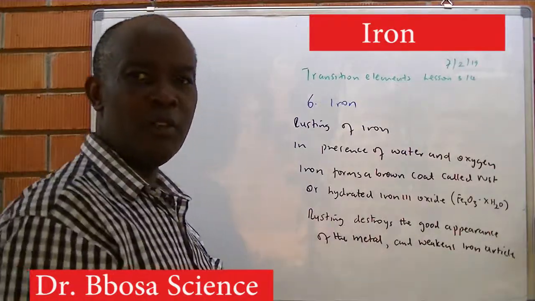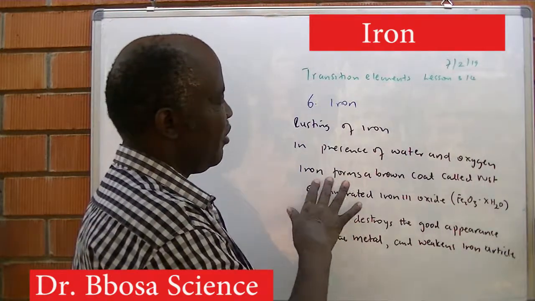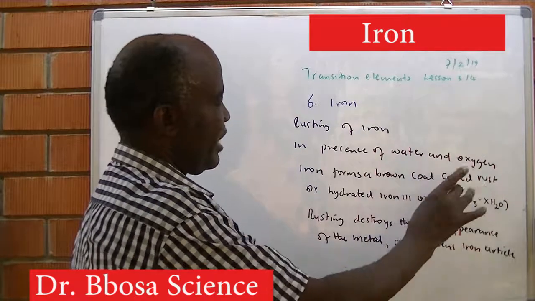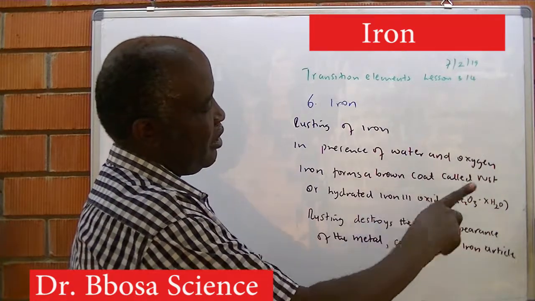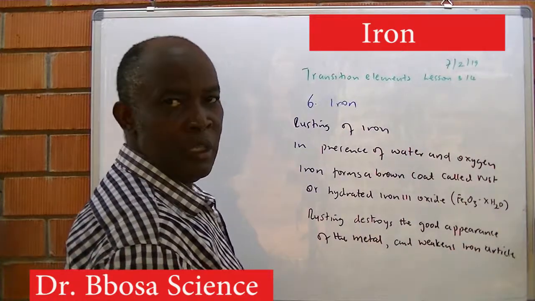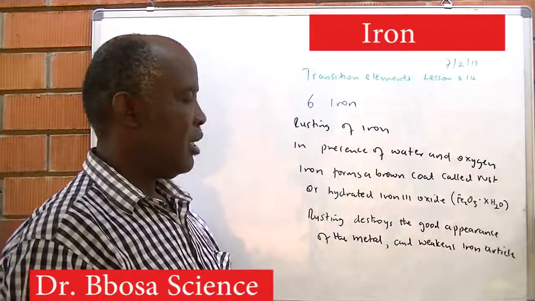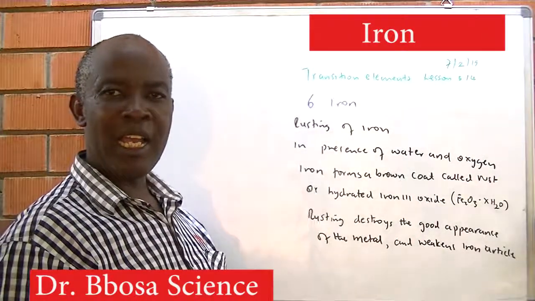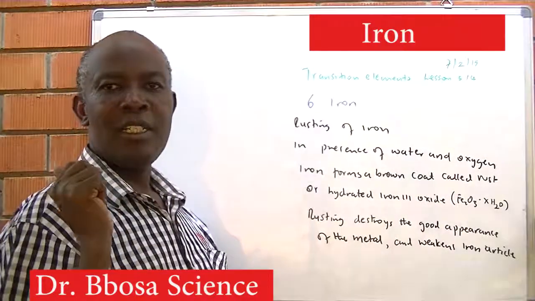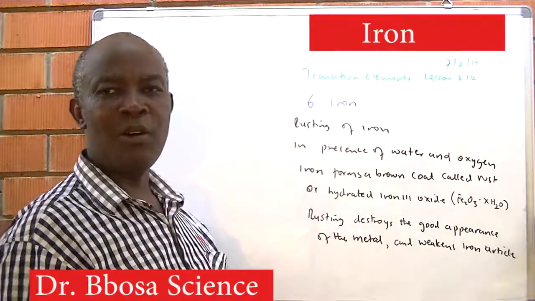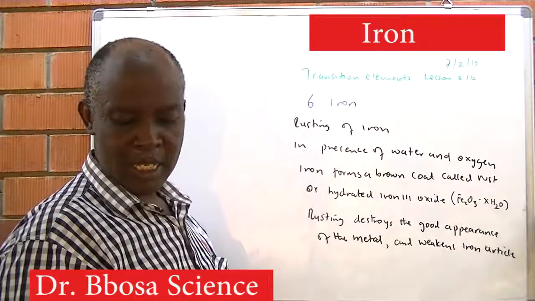Rusting of iron. In the presence of water and oxygen, iron forms a brown coat called rust or hydrated iron 3 oxide. Rusting destroys the appearance of the metal, and also we cannot use iron articles. It can even cause holes in doors made of iron and also make them look very ugly.